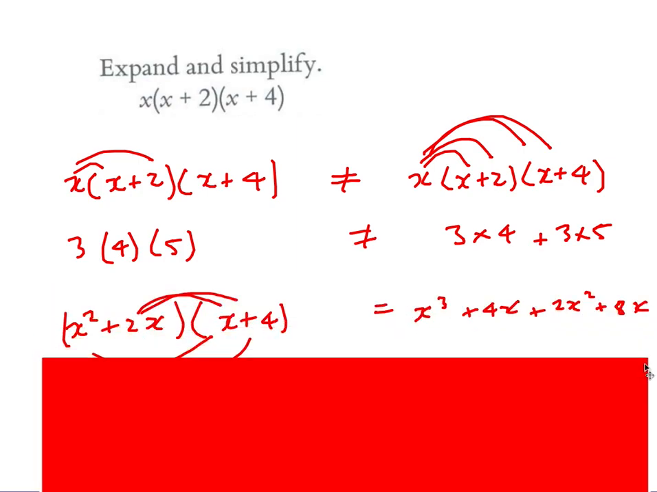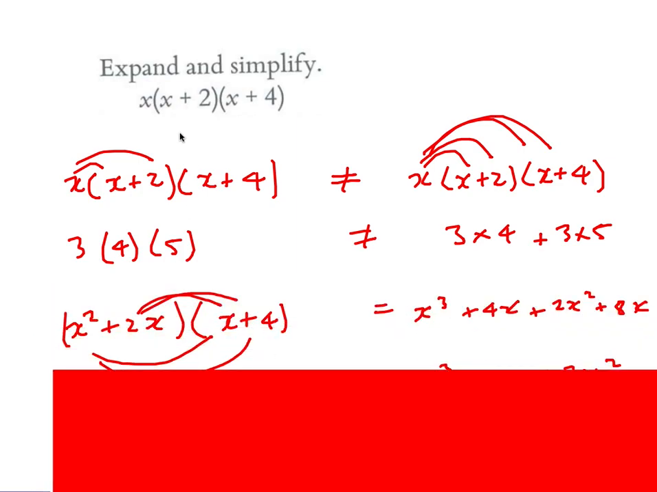Okay, so let's actually do it. All I've done first is work the first bracket out. x times x and x times 2 is x squared plus 2x. And then I've still got the x plus 4 here. Now I've got a double bracket, so I do the usual thing. The only difference is I've got an x squared.